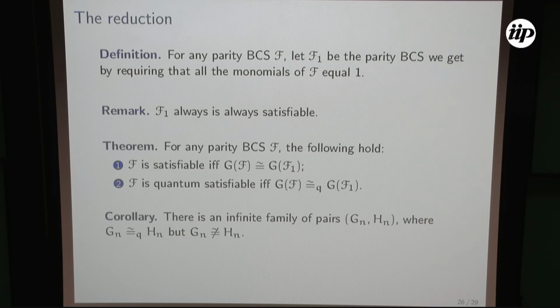Another thing that this does, though, it shows that quantum isomorphism is undecidable. Because essentially what this theorem does, it gives a reduction from quantum satisfiability of parity BCS to the problem of deciding whether two graphs are quantum isomorphic, right? And by Slofstra's result, we know that the first problem is undecidable. So the problem we're reducing to also must be undecidable.